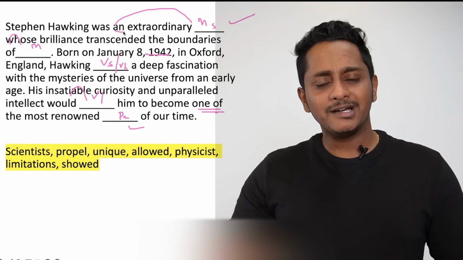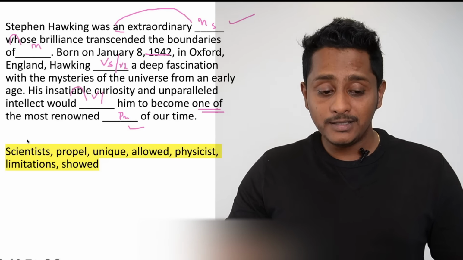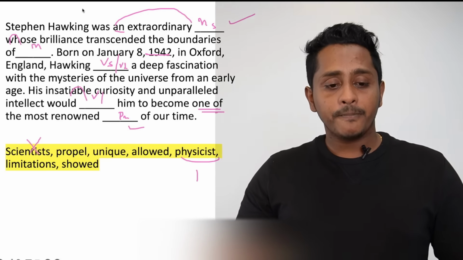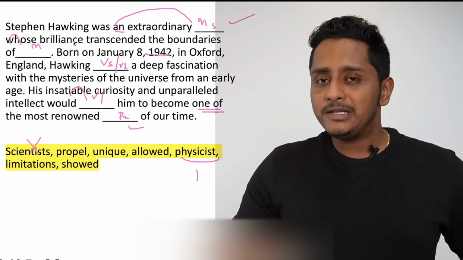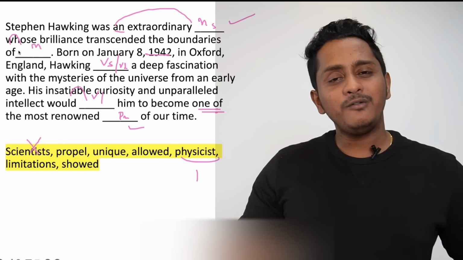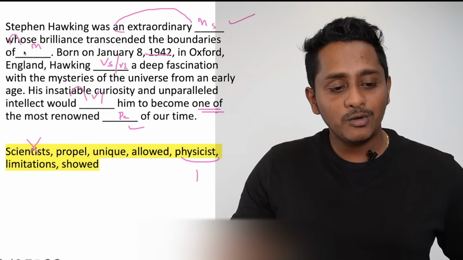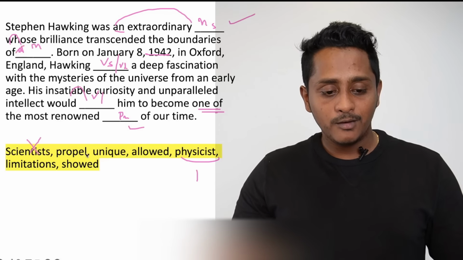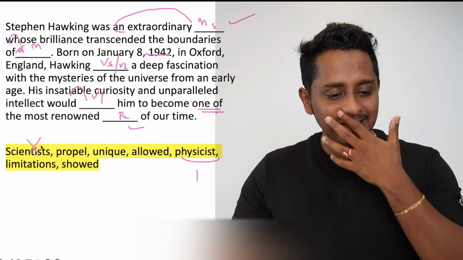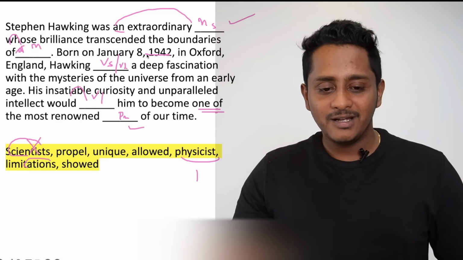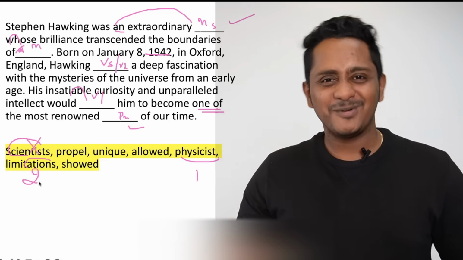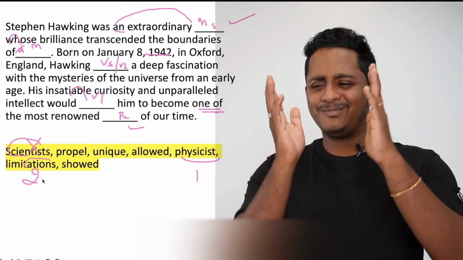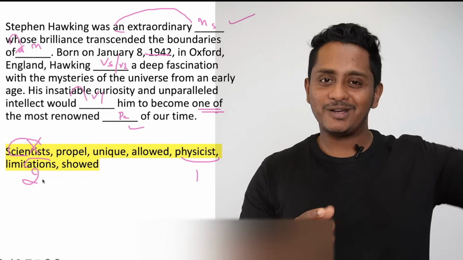Stephen Hawking was an, singular noun. Scientists, plural noun. Physicist, done. Whose brilliance transcended the boundaries of: after "of", a noun should come. If there is no "a" there, then a plural noun. Propel, allowed, showed: no noun. Scientist is there, limitations is there. Boundaries of limitations, not boundaries of scientists. We have some limitations, but his intelligence went beyond them.